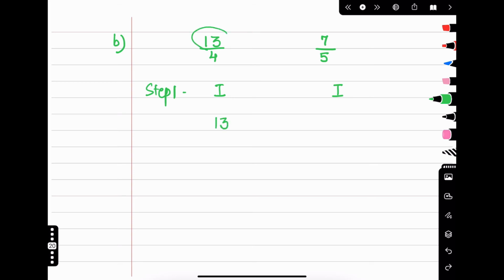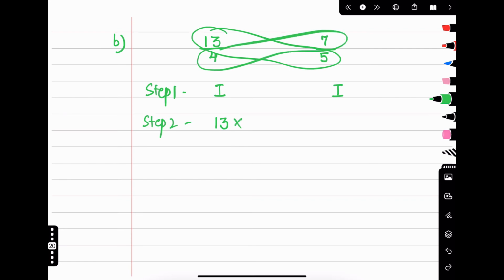Step number 2 is to draw ribbon across the fractions or put a cross sign, and the bottom one will come at the top. That means the denominator will come at the top. So 13 into 5, which is 65, and 7 into 4, which is 28. Now 65 is greater than 28, hence the left side of the fraction, which is 13 by 4, is greater than 7 by 5.